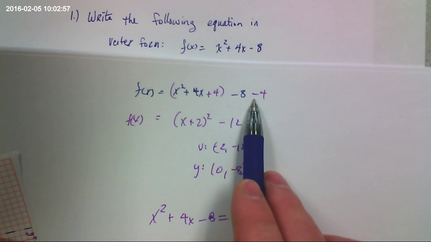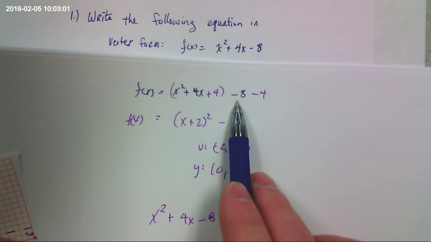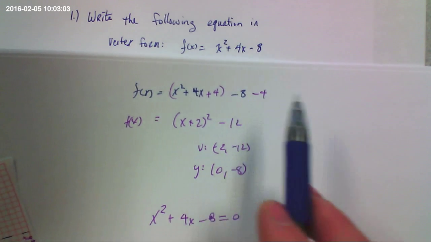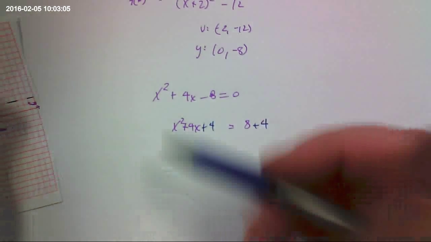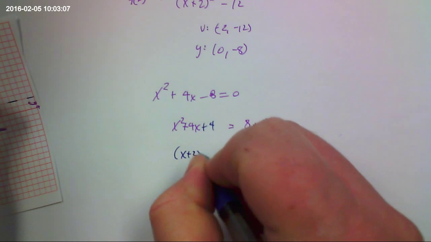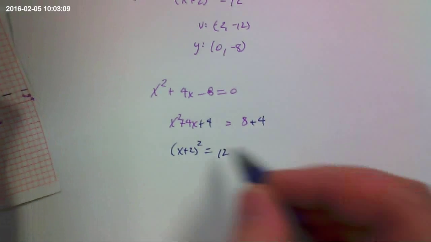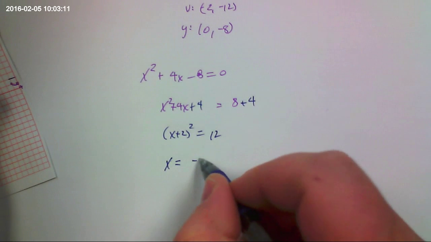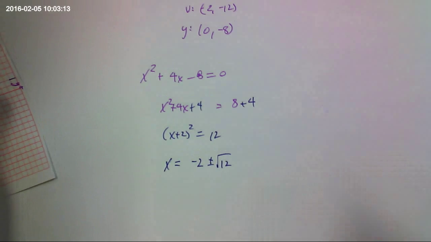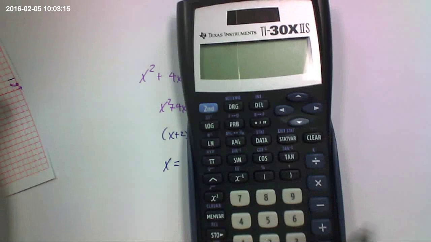Yes, ma'am? The 8 was negative on the other side, would you subtract it? No, it has nothing to do with the 8. It's always adding, right? Has nothing to do with the 8. Okay, then you factor. And then you take the square root and subtract the 2. We could simplify the square root of 12, but we don't have to.